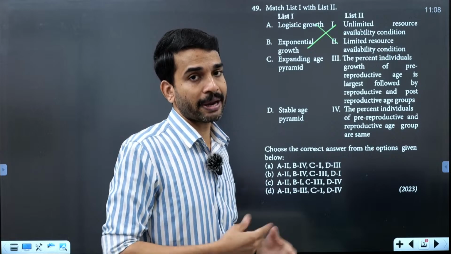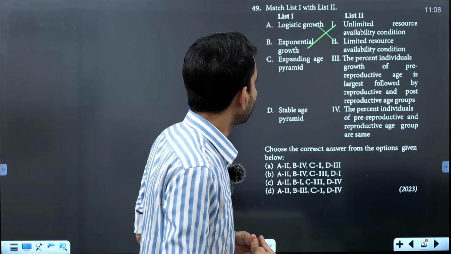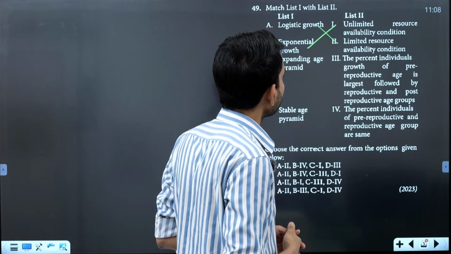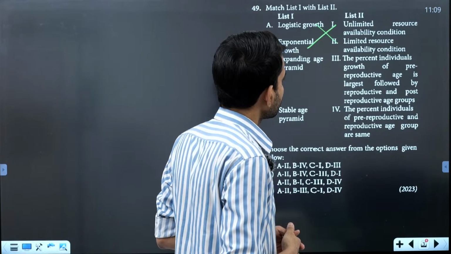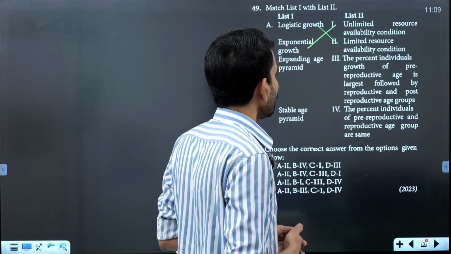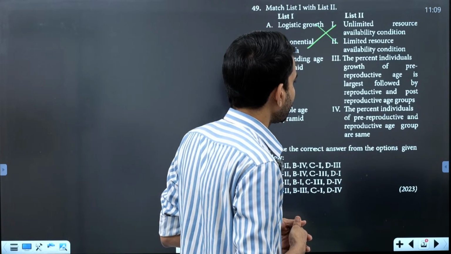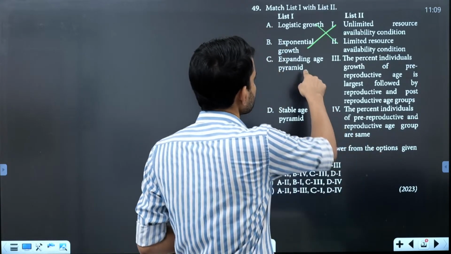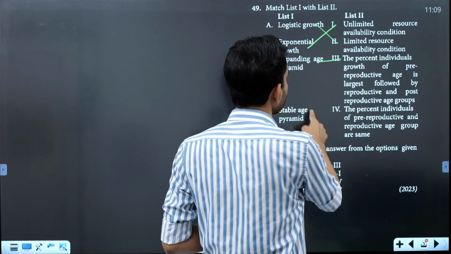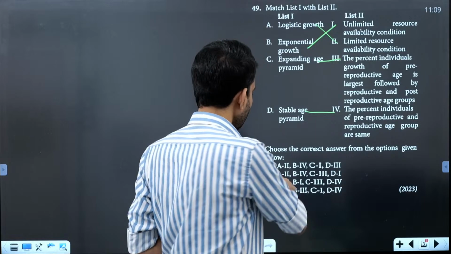Expanding age pyramid, what does it mean? Growing age pyramid it is, right? So we will match it with the percent individuals growth of pre-reproductive age is largest, followed by reproductive and post-reproductive age group. The fourth one is the percent individuals of pre-reproductive and reproductive age group are same. Expanding age will match with 3 itself. Then stable age pyramid will match with 4. That means our option is C. Your prediction is right. We'll go with C.